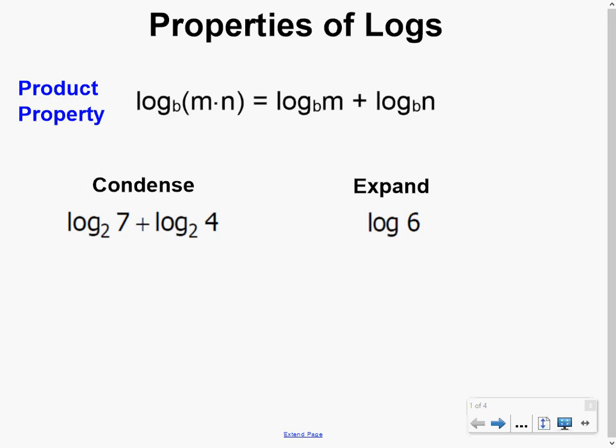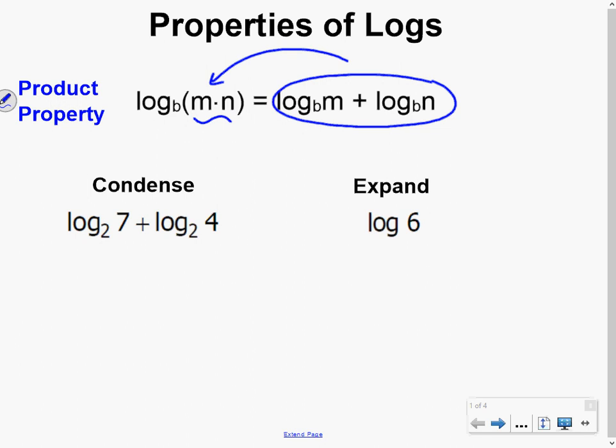The first is what we call the product property. And this can go either way. If I have log base b of two things multiplying, I can split that into log base b of m plus log base b of n. Vice versa, if I have two logs of the same base being added together, I can convert that to a single log with those things being multiplied together.